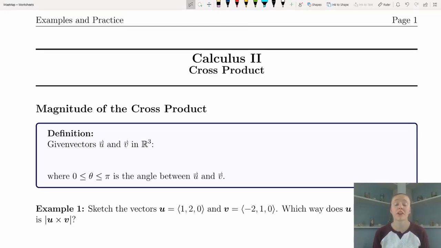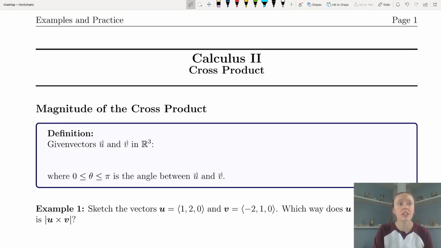Today, we're going to go over the cross product. So, in the previous video, we did some examples on the dot product, and remember the result of the dot product was a scalar, whereas the result of the cross product is another vector, and that vector happens to be orthogonal to the two that make up that cross product. But let's jump into one of those definitions.